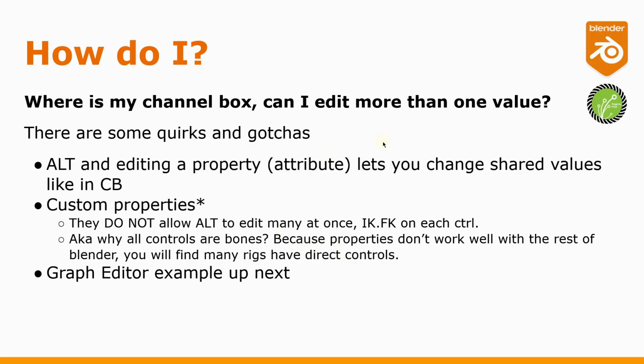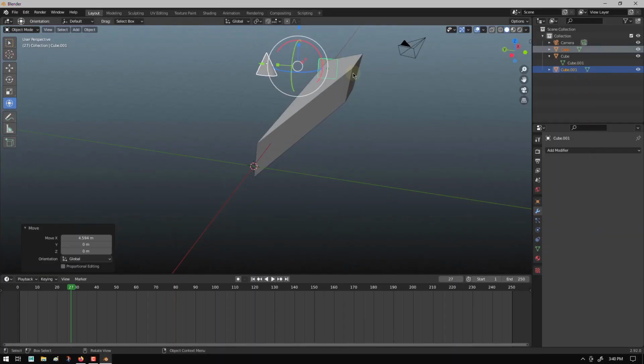Where's my channel box? You can't edit more than one value at a time without using the Alt key. Custom properties on a rig do not allow Alt. So when you're messing with a rig property like IK/FK or trying to turn on and off buttons, those don't work. So you have to do those one at a time. I'll show you the graph editor example in a second.